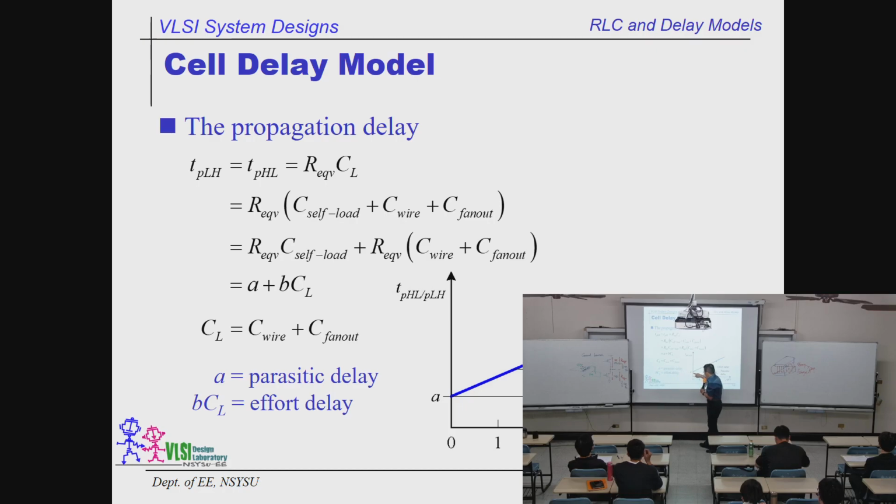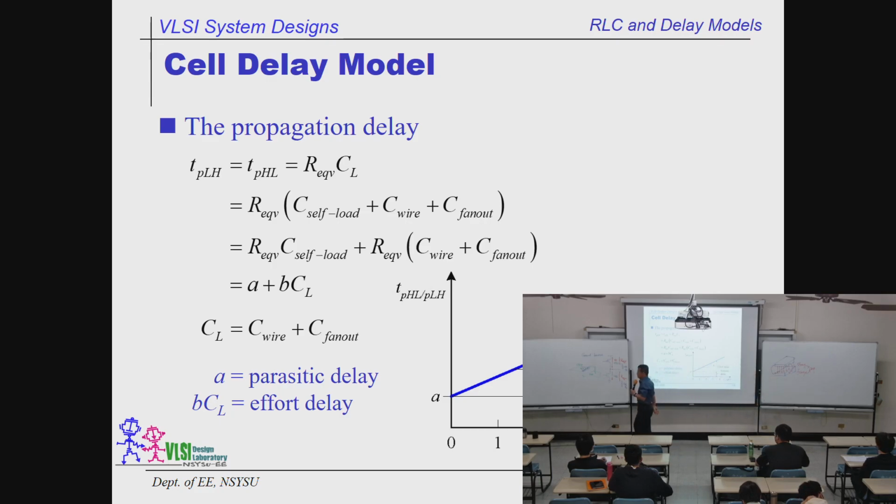So parasitic delay is a DC term. It's a fixed number. However, the effort delay created by the wire load and the fan-out load is a linear equation. This is called the effort delay. So remember that all the delays can be simplified systematically into these two terms: parasitic delay and effort delay. That's all. And we have a linear equation for that. I'm going to show you another way to do the effort analysis for this part. So this is something you've got to remember. It's called the cell delay model.